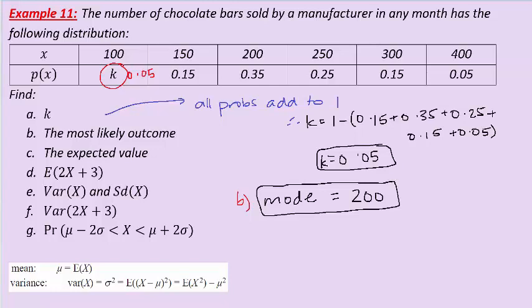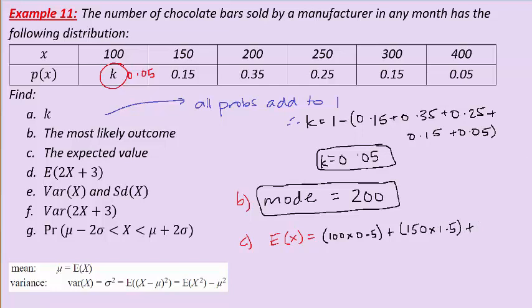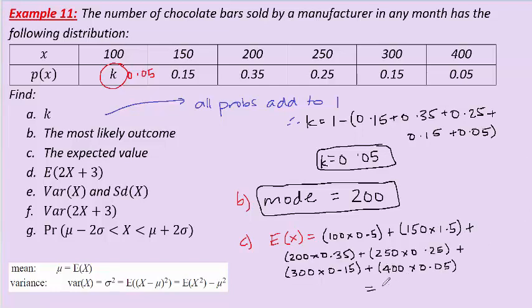Our next question asks us the expected value. The expected value is also the mean, and I've got a couple of formulas down here because they're going to help us. So E of X is my expected value. And to work that out, I need to multiply the x value by the probability. So it'll be 100 times 0.05 plus 150 times 0.15, and so on. And that equals 225. So I'll put that in a box so the examiner can see it easily.